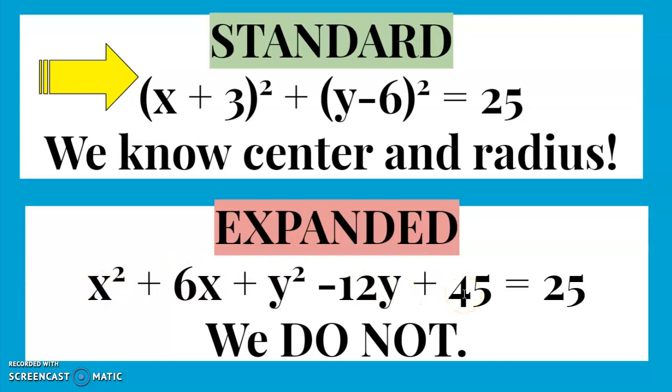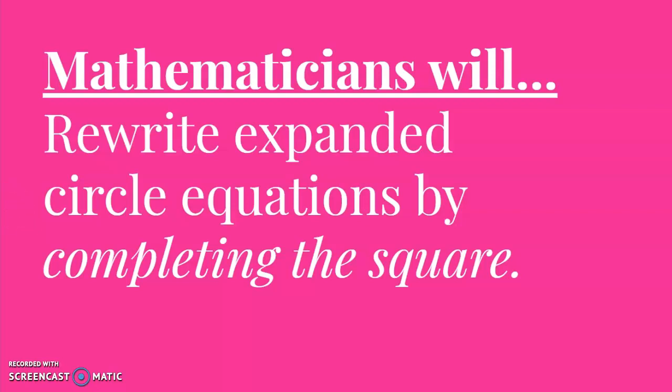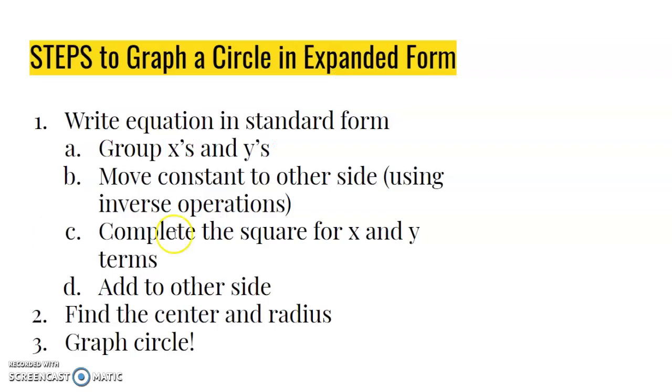So we need to rewrite our expanded circle equation in standard form. And we are going to rewrite by making perfect squares. We will rewrite by completing the square. So we have a 3-step process today. We're going to write our equation in standard form by completing the square. We're going to find our center and radius and graph the circle. I'm going to walk you through the steps of writing the equation in standard form by completing the square.